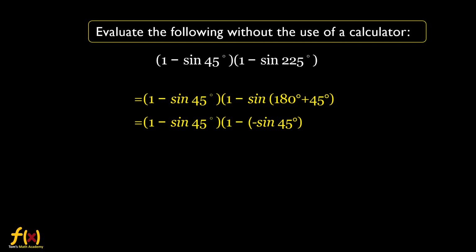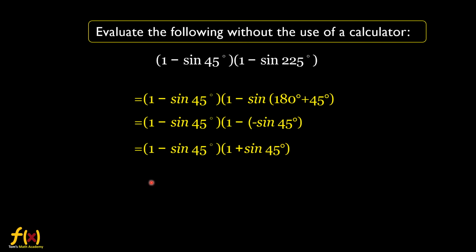Minus sine 45. Make sure that you write properly and carefully. Use the bracket because there is a minus sign, and another minus is there. Now we are going to get a positive. 1 minus sine 45 times 1 plus sine 45. A minus b times a plus b.